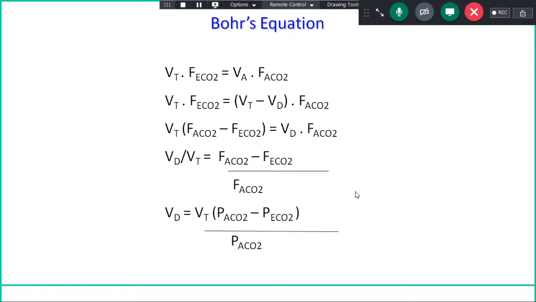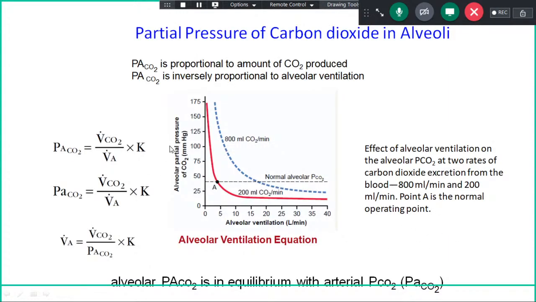So what we are actually doing is asking the person to inspire and then expire, and then in the expired air we are measuring CO2, based on the assumption that whatever CO2 comes out from the body comes from the alveoli, and alveolar and arterial CO2 are equal. So these are the assumptions. Based on that we can measure the physiological dead space, and we know the anatomical dead space. If there is any difference between the two, it is due to alveolar dead space.